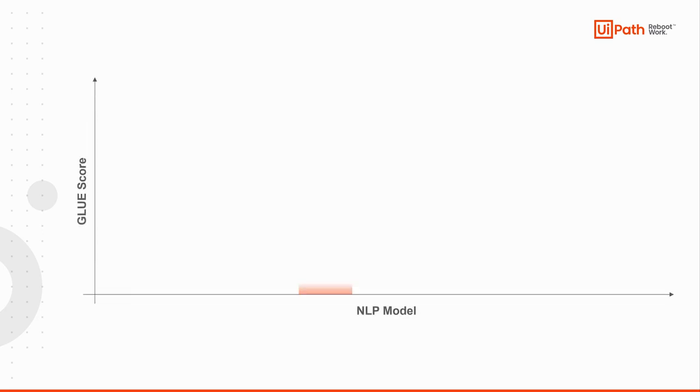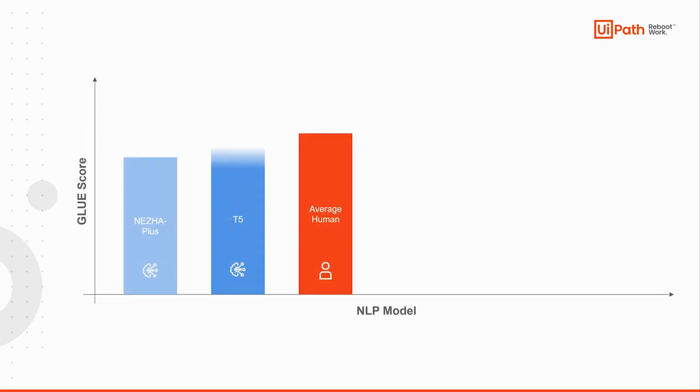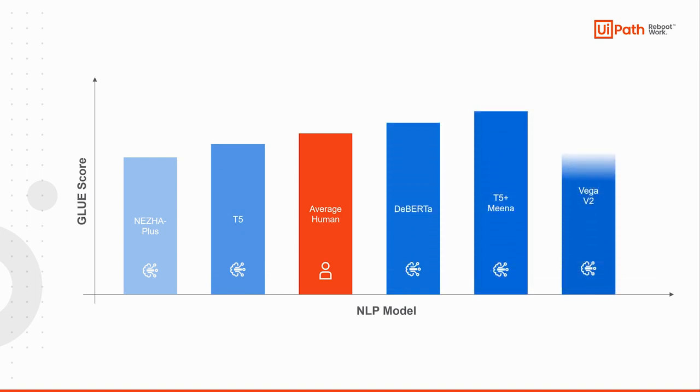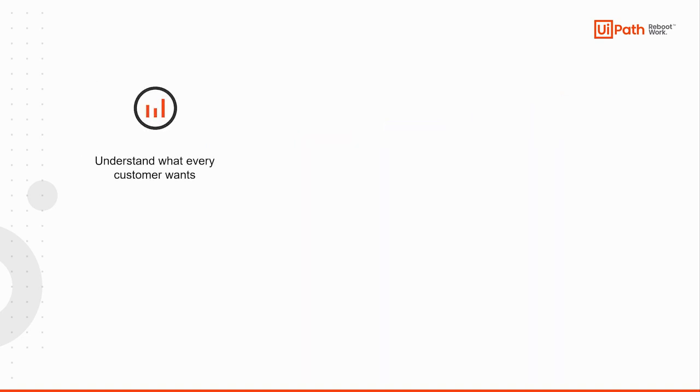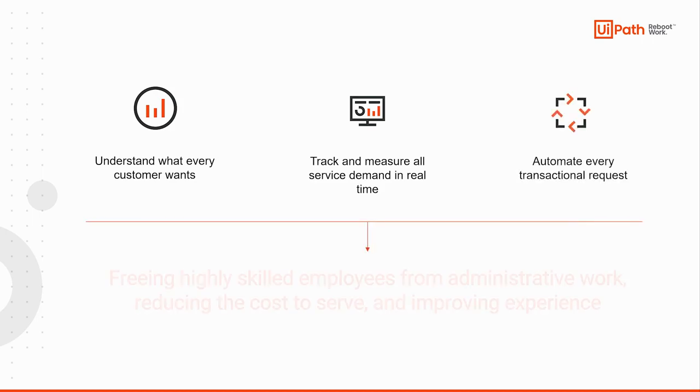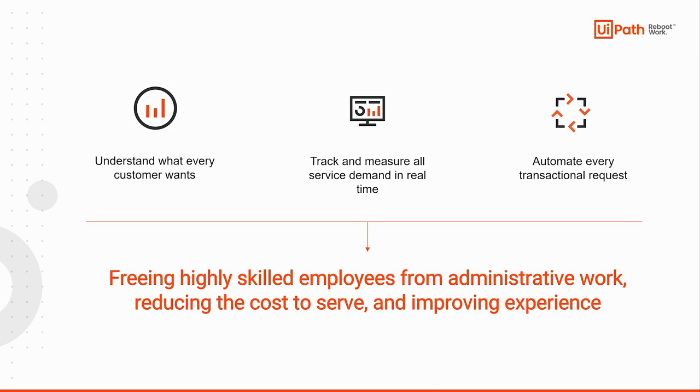Thankfully, natural language processing, a branch of AI that focuses on helping machines read and understand human language, has seen massive advances in recent years. Natural language processing, or NLP, has come of age, and it's now beating humans in language understanding and reading comprehension. This generates new solutions and opportunities for the enterprise. With NLP, it's now possible to understand communications at scale, enabling businesses to understand what every customer wants, to track and measure all service demand, and to automate every transactional request, freeing highly skilled employees from administrative work, reducing the cost to serve, and improving experience.